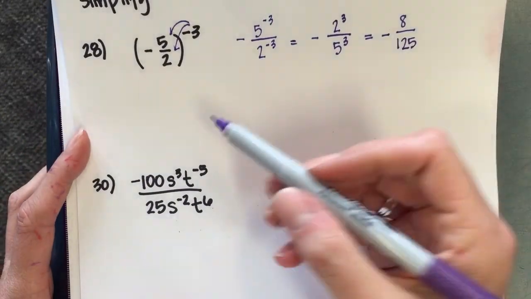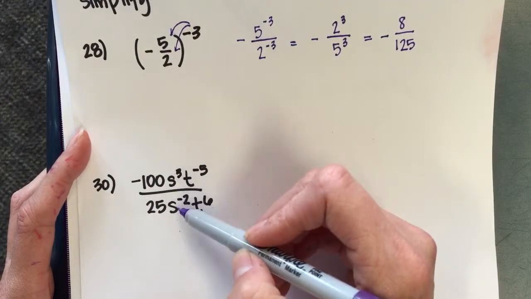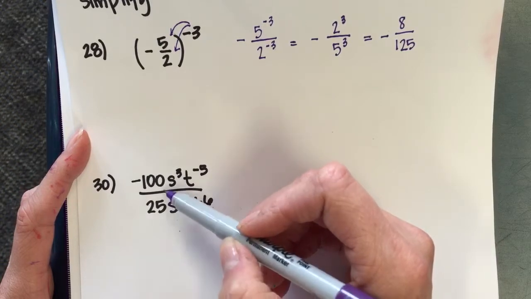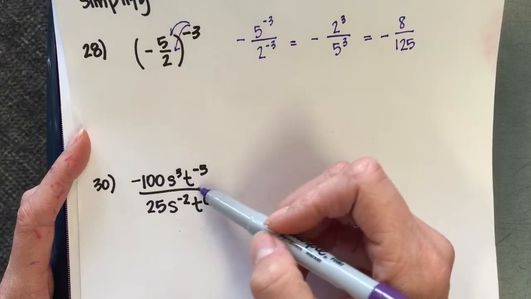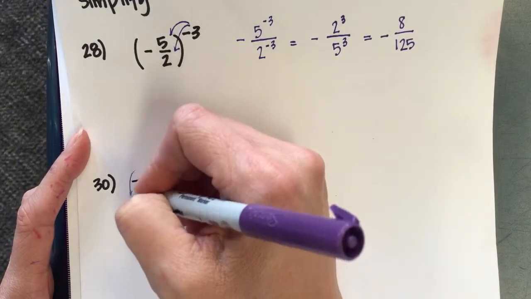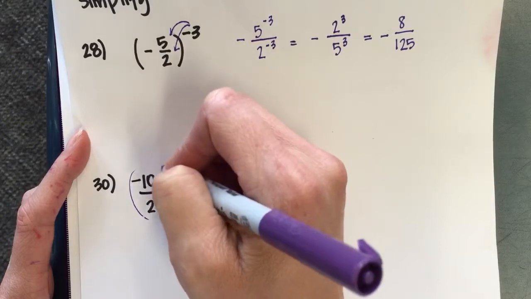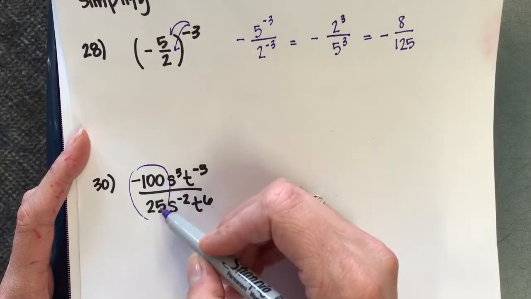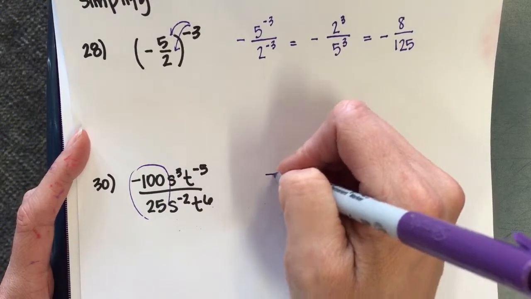Number 30 deals with, we have some variables on the top and the bottom that match, so we're going to have to combine those. We need to reduce. We have another variable on the top and the bottom. So I'm going to deal with the coefficients first. Check to see if you can reduce the coefficients. Negative 100 over 25 divided by 25 is negative 4.